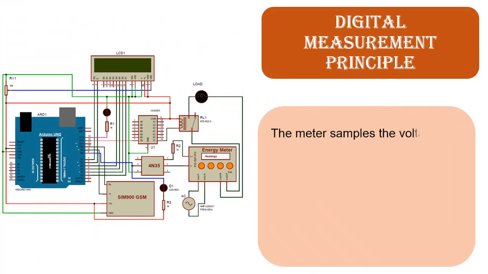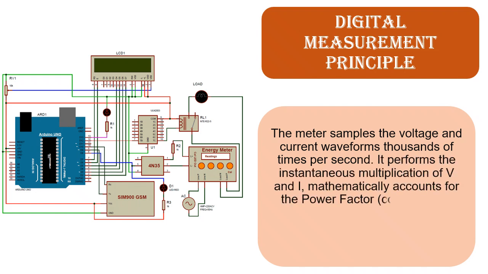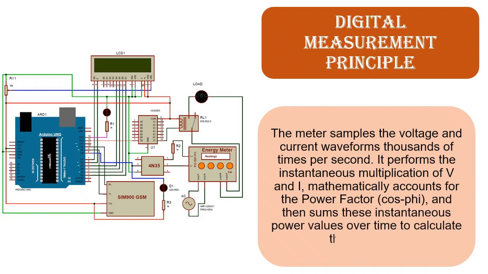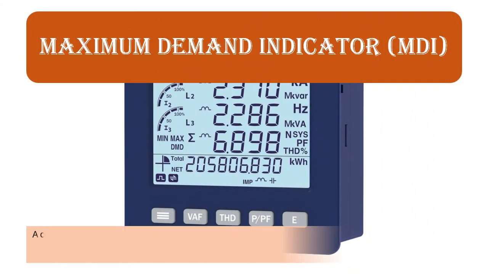Digital measurement principle. The meter samples the voltage and current waveforms thousands of times per second. It performs the instantaneous multiplication of V and I, mathematically accounts for the power factor, cos φ, and then sums these instantaneous power values over time to calculate the total kWh.